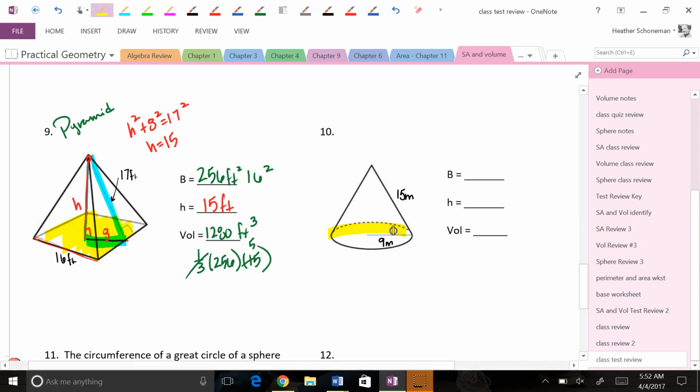10. 10 is a cone. Cones have one base, just like a pyramid. That's why they get lumped together. Base, pi r squared. And this right here is the radius. So 9 squared is 81, so you get 81 pi feet squared. The height, just like a pyramid, is from the point to the center of the base. So this is the triangle we're working with, and that's what you're going to do for Pythagorean theorem.